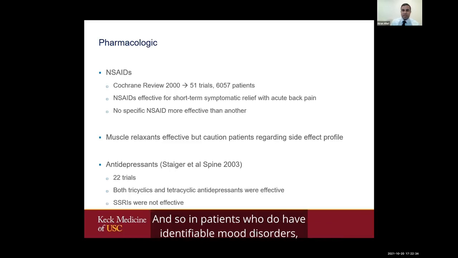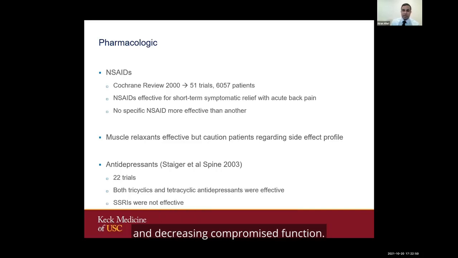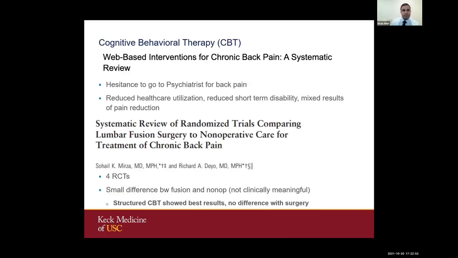And so in patients who do have identifiable mood disorders, starting tricyclic antidepressants or tetracyclic antidepressants have been found to be effective in the scientific literature. However, SSRIs were not particularly effective when looking at the outcome of lower back pain and decreasing compromised function. As I mentioned before, cognitive behavioral therapy has received some attention.